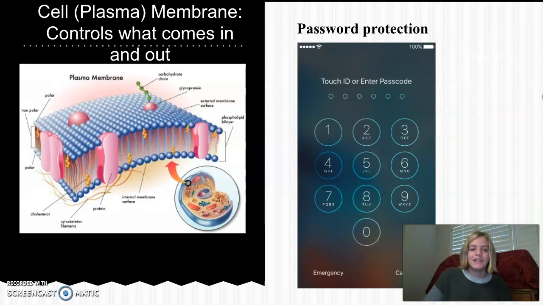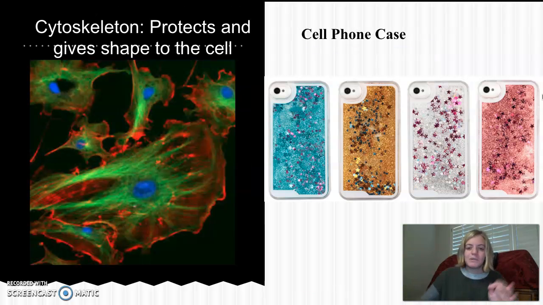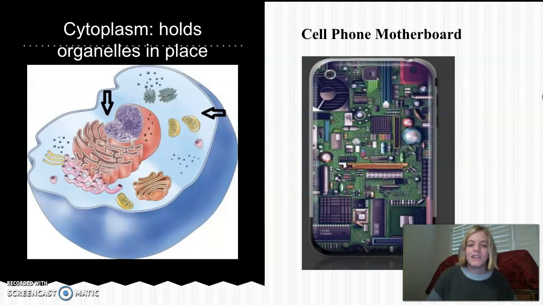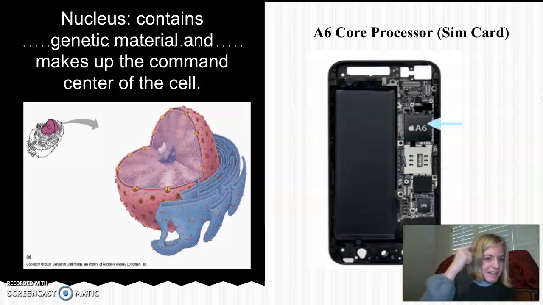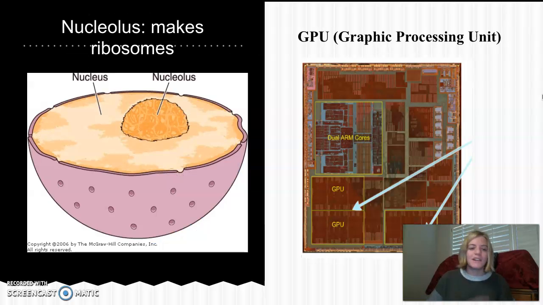We have the cell membrane, which controls what comes in and out. We have the cytoskeleton, which protects and gives shape to the cell. We have the cytoplasm, which holds the organelles in place. We have the mitochondria, which gives energy to the cell. We have the nucleus, which contains the genetic material and makes up the command center. And then we have the nucleolus, which makes ribosomes.